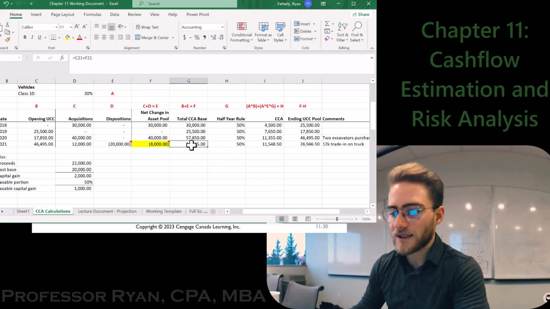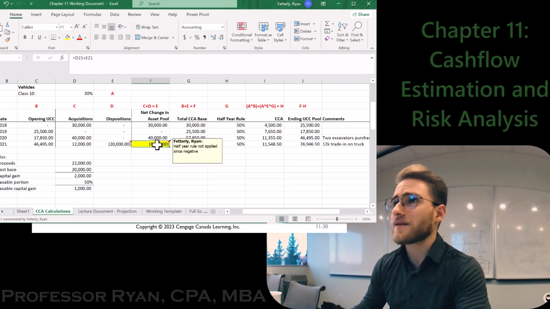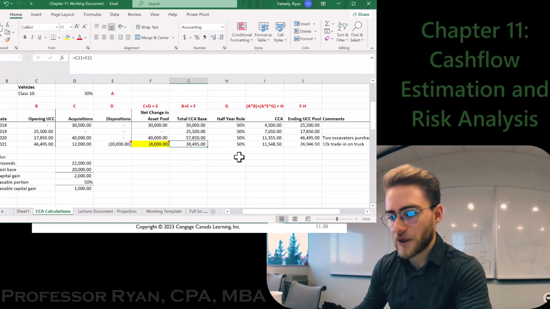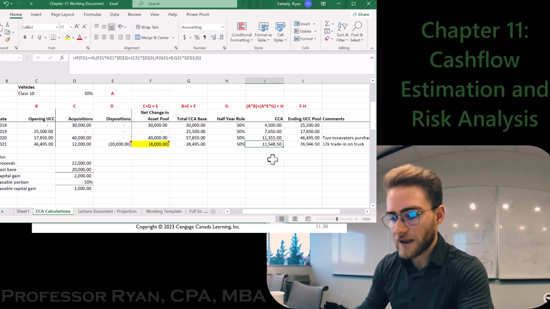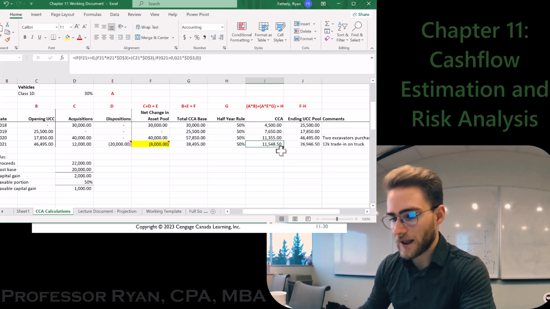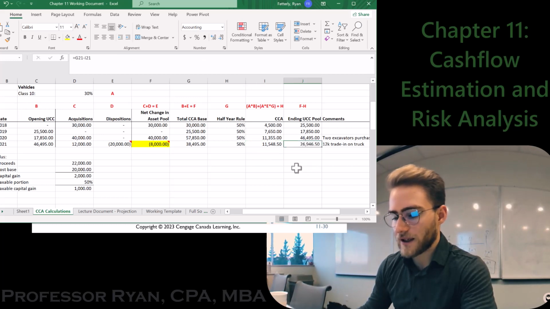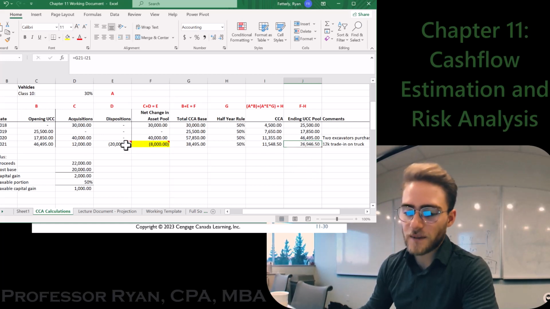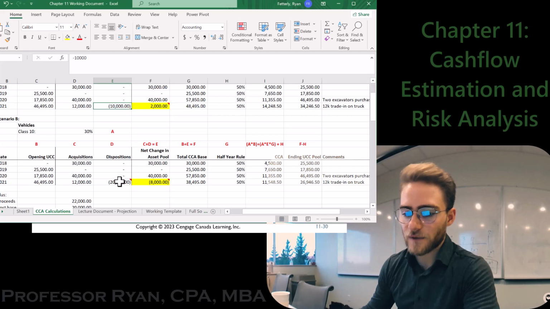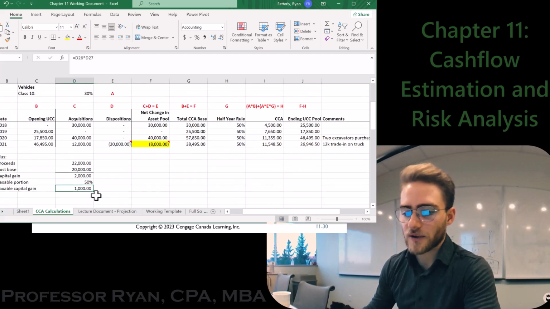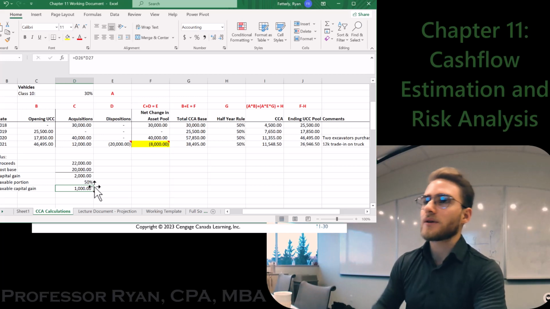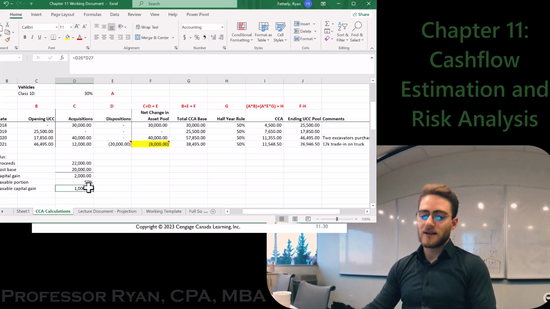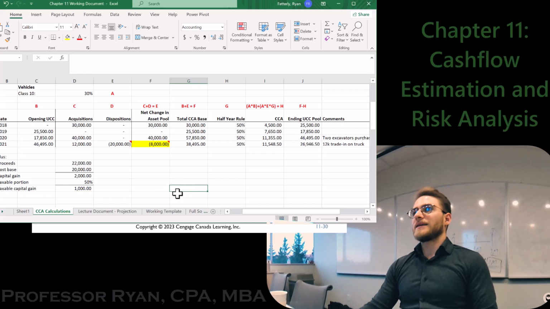So our total CCA base in this case is going to be $38,495. Because this is negative, there is no half-year rule. We very simply just take 30% of this amount, 30% multiplied by the $38,495. That gets us the 11,548, and our closing UCC balance would then be 26,000. So this is the difference between if we sold the excavator for 10,000 versus if we sold it for 22,000, and also the capital gain. This capital gain would get factored into our taxes, and we would pay tax on this $1,000. Okay, that is how CCA works.